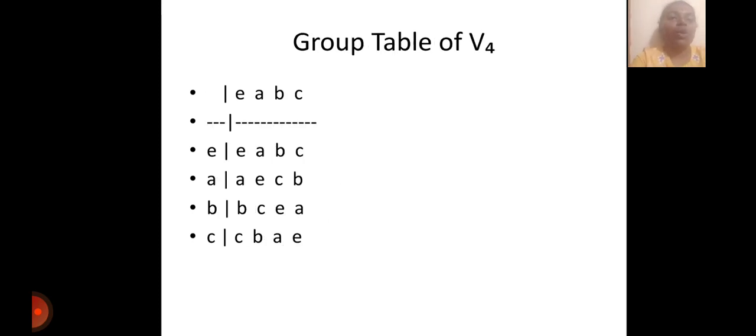Now let's look into the group table of V4. We have taken the four elements E, A, B and C, where E is the identity element, so we get E in the E column, and A corresponds to A only, B is in the B and C is in the C, which satisfies all the other properties and identity as well. Why? Because here E is the identity element, and it is considered a Klein 4 group. This is a perfect example for it.